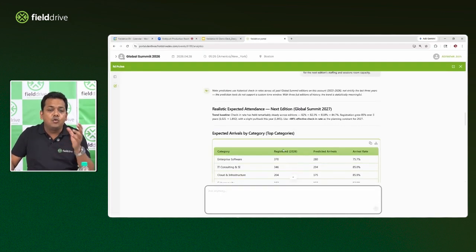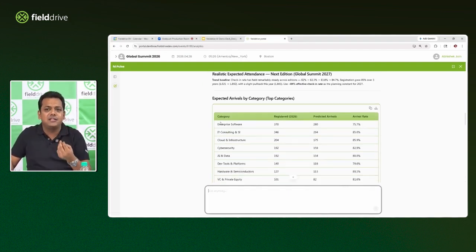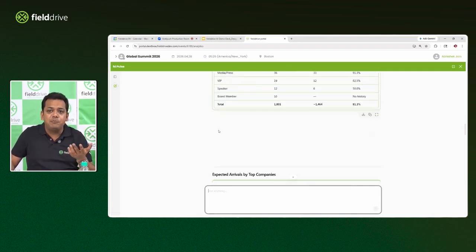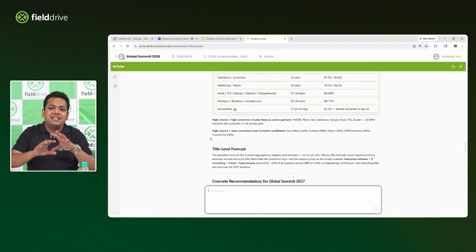It goes back into your historical patterns and tells you realistically what kind of attendee attendance you can expect. Most importantly, you can get this data by different vectors, such as enterprise software and different categories of companies. The same information you can get by companies and by title. And I think this is where it becomes extremely powerful.